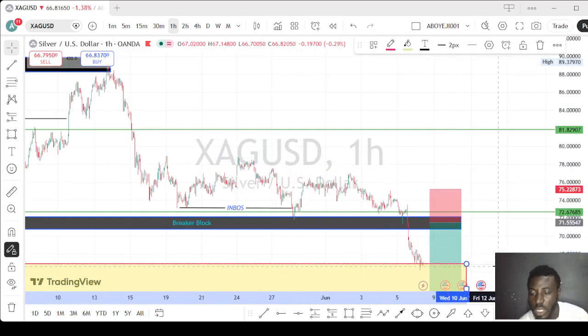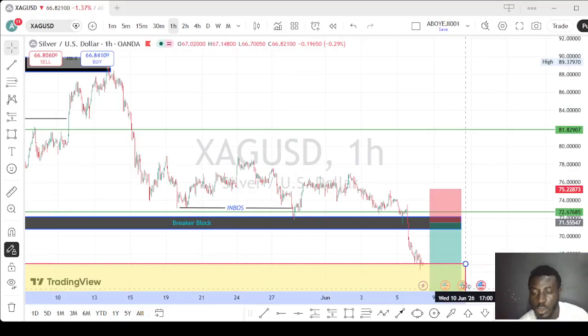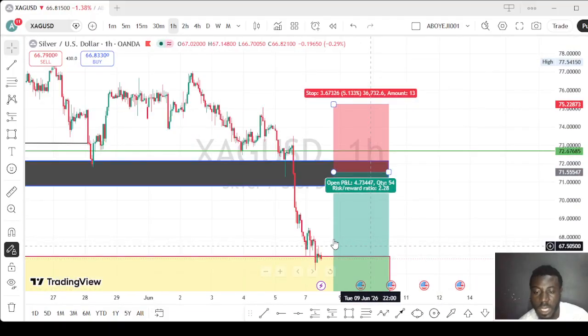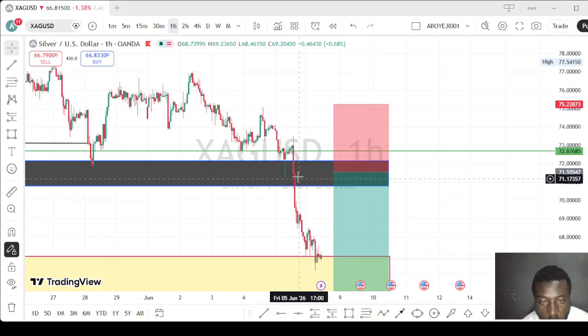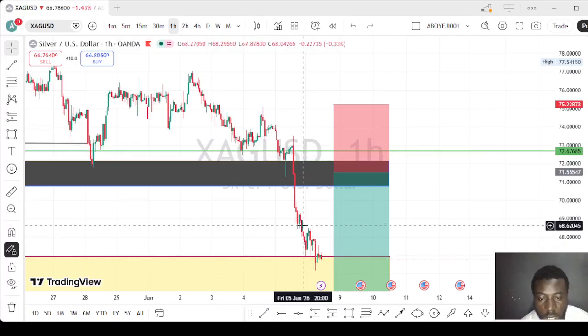But there is no news today. There is no news on the US. So definitely we have to be patient. All these are liquidity because there's an FVG, and this FVG is strong. This is where the sellers enter. They are strong, and these are liquidity.